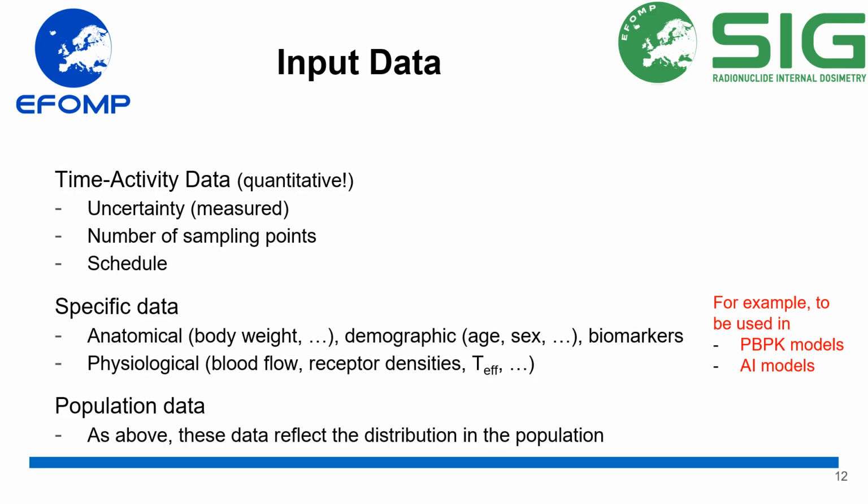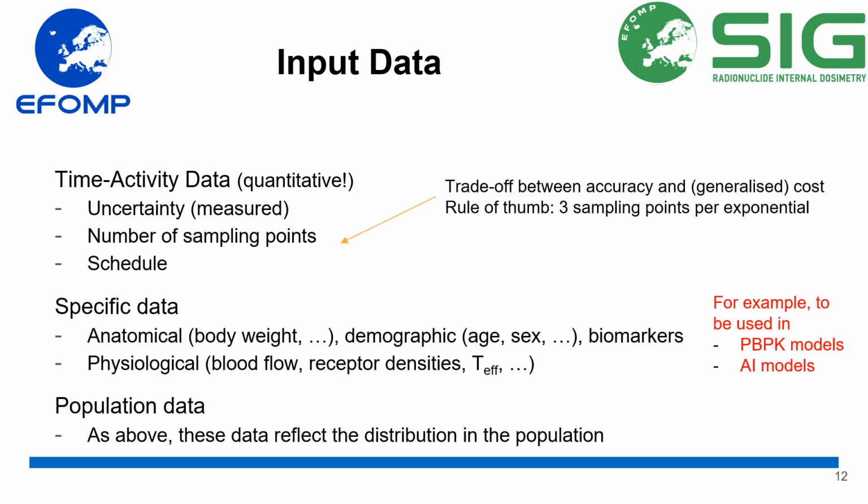There are more data that are not mentioned on this slide. These are the data specifying the used fit algorithm, for example, the used start parameters for fitting and the set tolerances. The number of sampling points and the schedule are essential. There is a trade-off between accuracy and cost, which includes, for example, the patient load and staff working time and expense. A rule of thumb is to use 3 sampling points in an adequate schedule per exponential. However, finding the number of needed exponentials is not trivial.